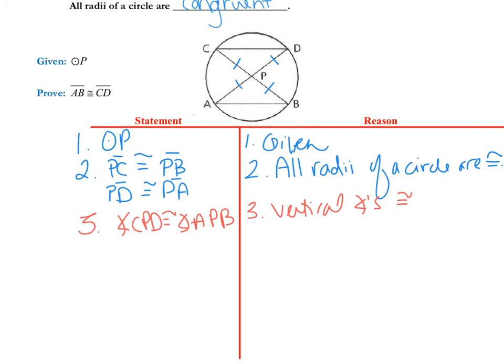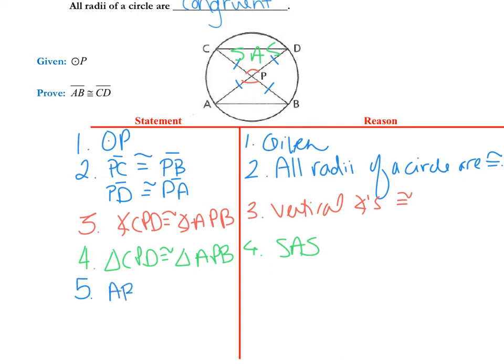So how did I know these were vertical angles? Remember that vertical angles are created by intersecting lines. It forms the V. So I have vertical angles congruent. Well, hopefully now, if you mark your diagram, you see we have SAS. So triangle CPD is congruent to triangle APB by SAS. And now, since we proved triangles congruent, corresponding parts are congruent, so we can say AB is congruent to CD by CPCTC. Okay?